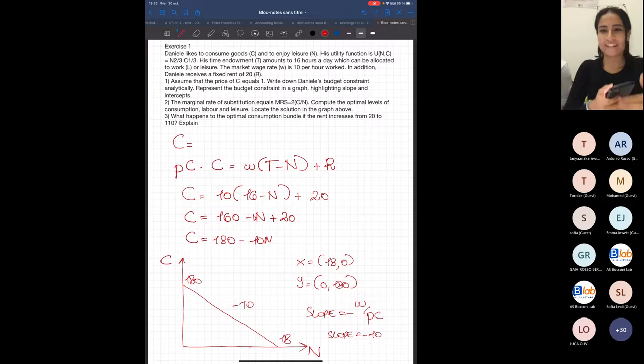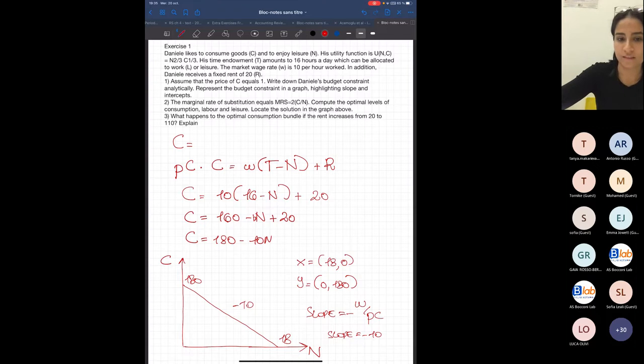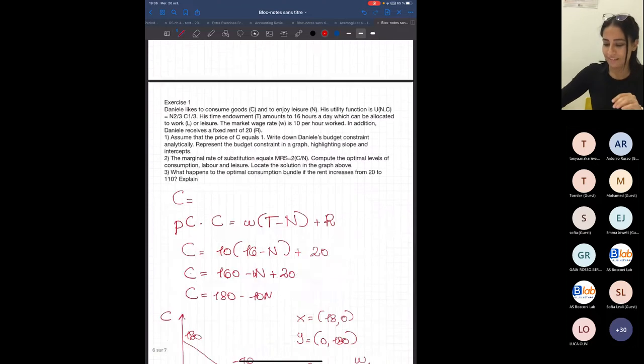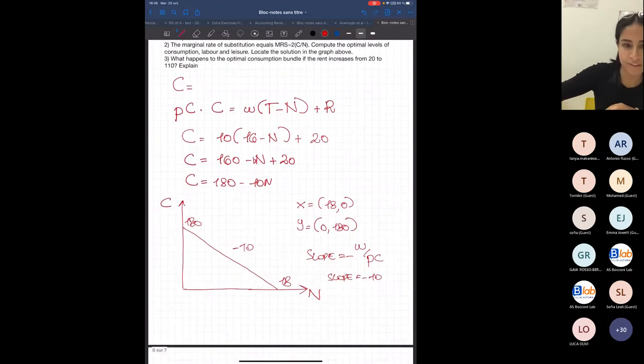Hi, I have a question. Of course, tell us. The maximum amount of N, shouldn't it be 16, because T is 16, and we graph it there? Okay, that's very true. In this exercise, 18 is more than your time endowment, so you should put 16 instead of 18. Mathematically it's 18, but in this case it should be 16.